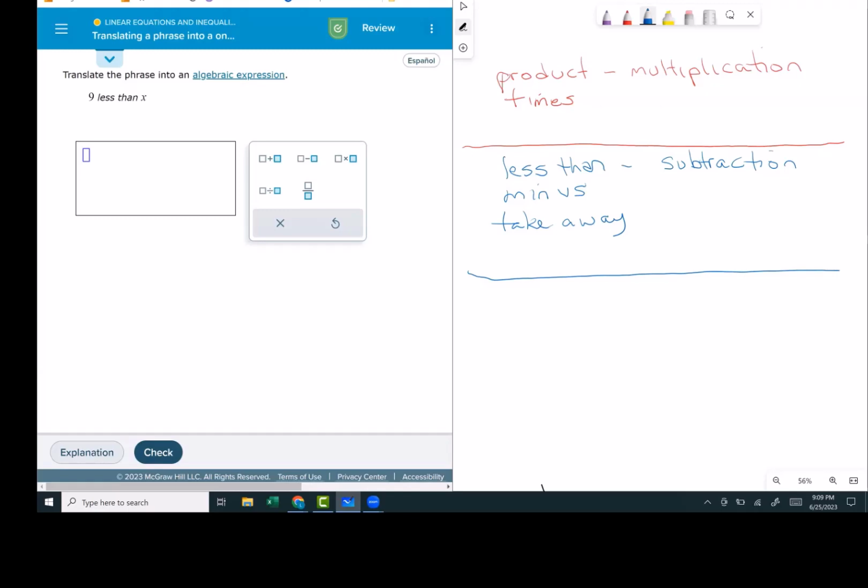Okay. 9 less than X. This always confuses people. X minus 9. Excellent. People do 9 minus X because they want to do it in order. Well, I thought the variables had to be in the front or something like that. They don't have to be any particular place. Variables never have to be first.